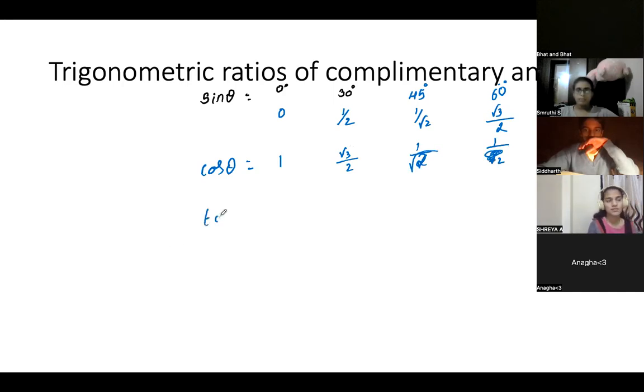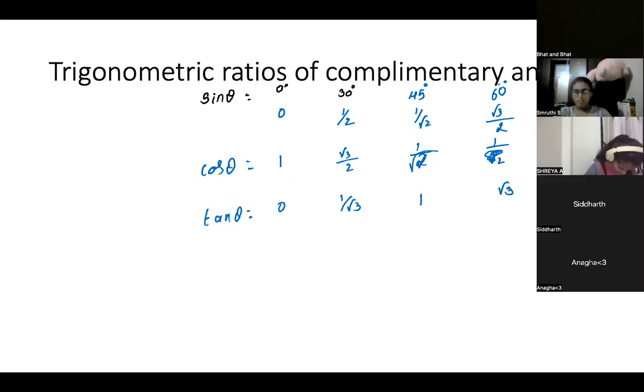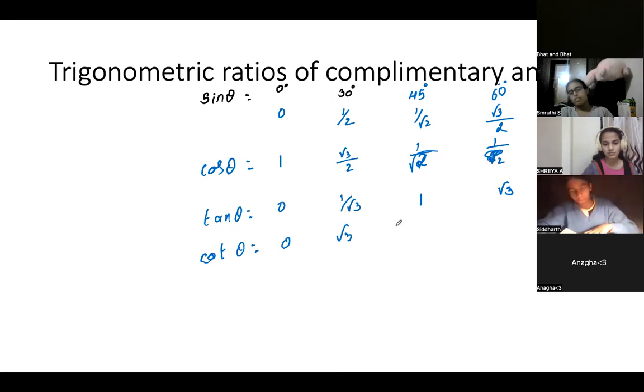Then next, tan theta will be 0, 1 by root 3, and this will be 1, root 3 and infinity. Immediately we can write cot theta. Cot theta is exactly opposite. So infinity, root 3, 1, 1 by root 3, 0. Correct?